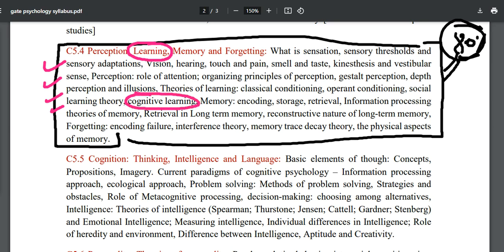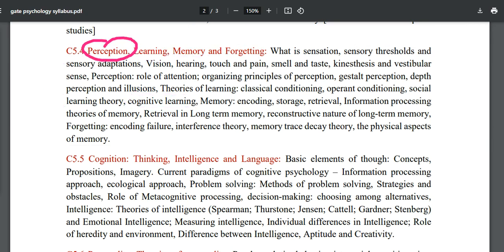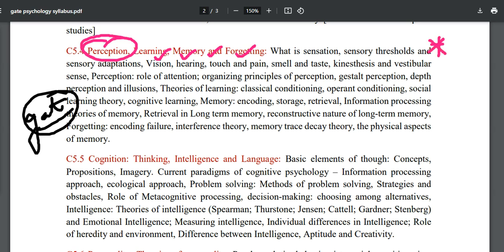Cognitive learning, everything will come under this. Memory, everything will come, and forgetting also, Ebbinghaus and all those things, and perception also: vision, hearing, touch and pain. They are asking about the gate control theory and all those things, which is very important. So this is also one of the favorite units of GATE psychology.